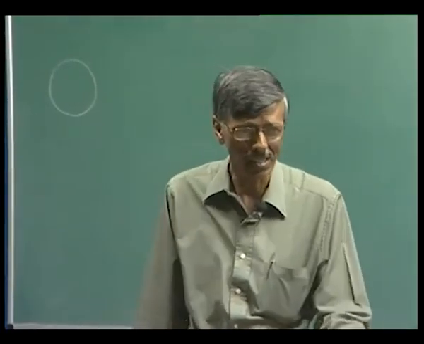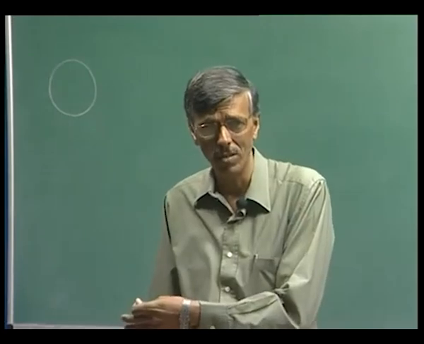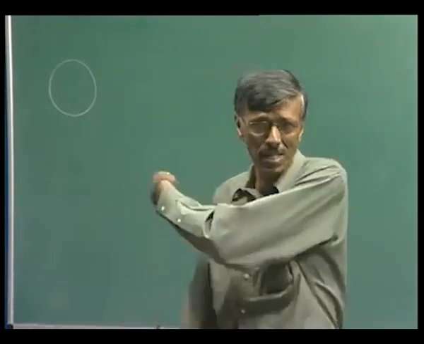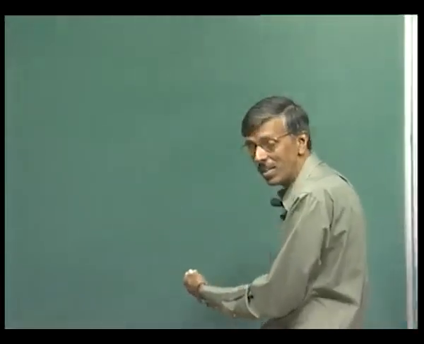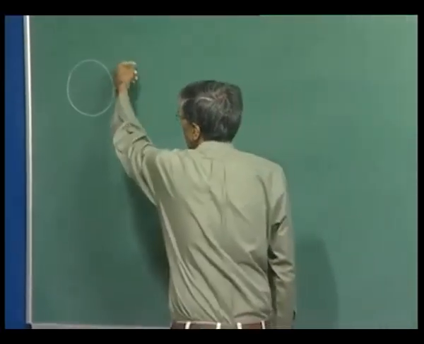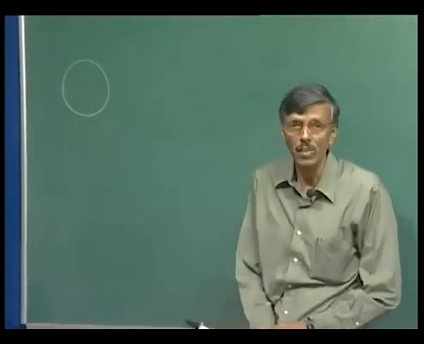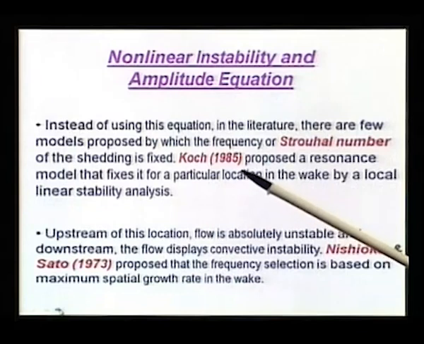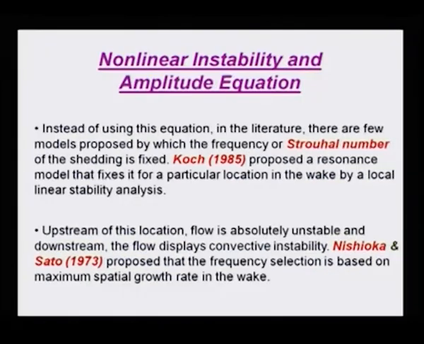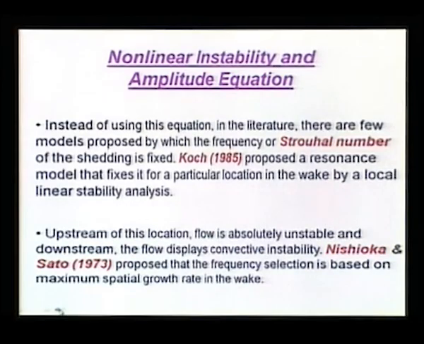nonlinear saturation that takes us to the equilibrium state. But that equilibrium state gives rise to this vortex shedding, that is perfectly fine. But once the vortex is shed, what does it do? It convects away. So, this is what people have been talking about, that you must have some location in the wake, okay, where the linear instability is predominant, and that is fixing your Strouhal number.